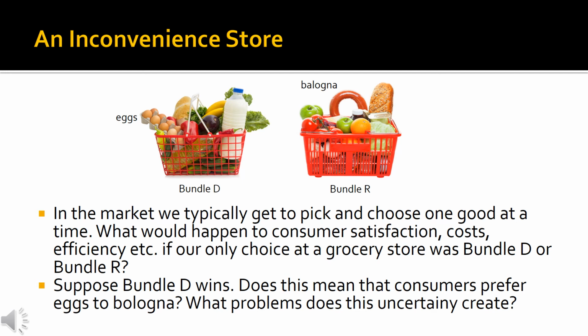Can we say that this means that consumers prefer eggs to bologna, since you have eggs in the winning bundle and bologna in the losing bundle? Of course not. There's a lot of uncertainty whether a majority of individuals actually like particular products within each, or whether they just prefer the overall bundle to each. So maybe people really, really like eggs, and that's why bundle D won, and they don't really like much else in there. But in the other bundle, they slightly prefer bologna, the bread, the orange, the apple, a lot of other things in there.